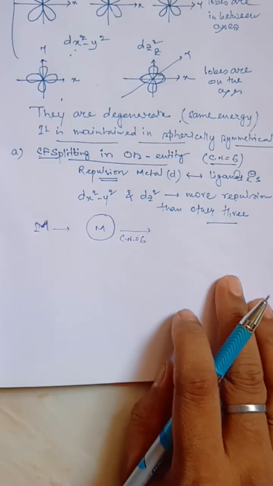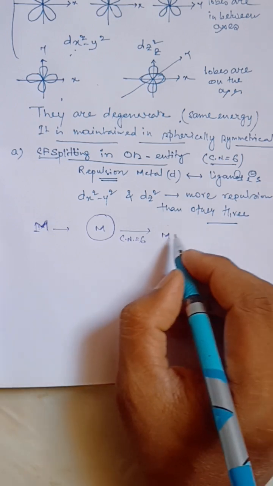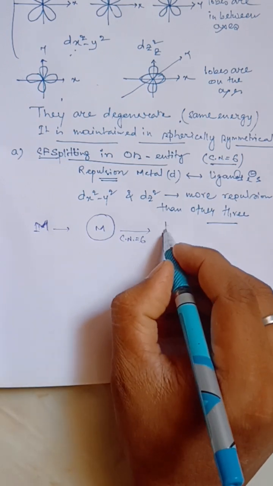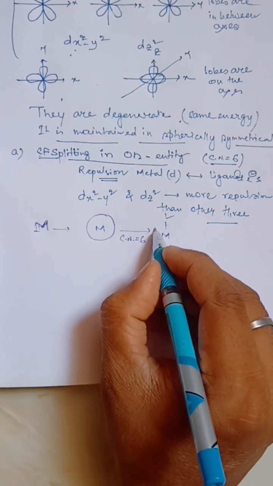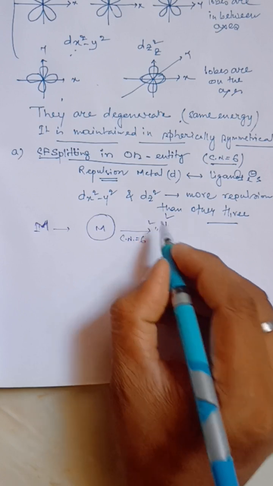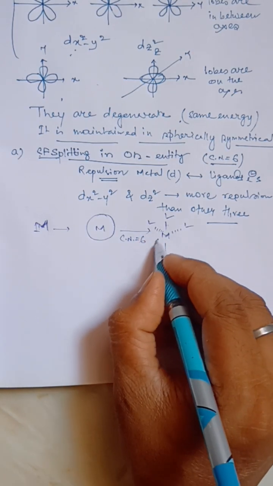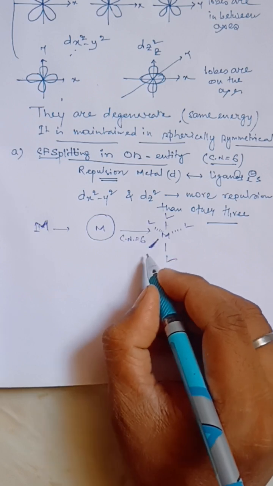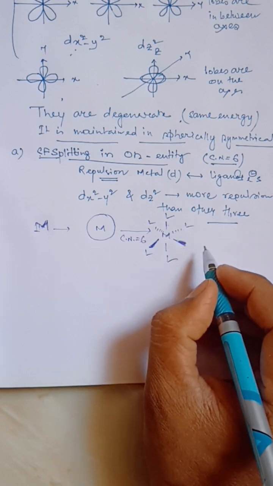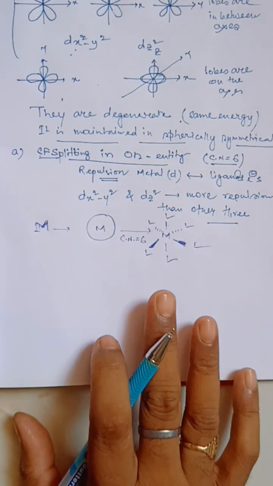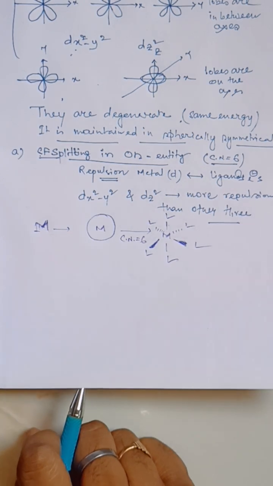So there are maybe 6 unidentate ligands which surround the metal like this. 2 axial bonds, this is the axial bond, and 4 equatorial bonds like this. This is the 4 equatorial bonds like this. Now this is the coordination number 6, where there are 6 ligands, unidentate ligands, coming like this.